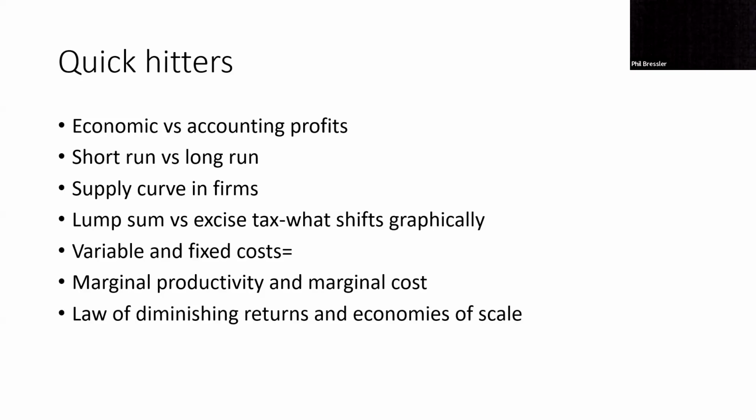Variable and fixed costs equal total cost. Marginal productivity and marginal cost have an inverse relationship, so if marginal cost is going up, marginal productivity is going down. The law of diminishing marginal returns is in the short run. At first you have increasing marginal product with increasing total product, then decreasing marginal product with increasing total product, and then negative. And economies of scale, which we did the last day, means as output increases, average total cost decreases.